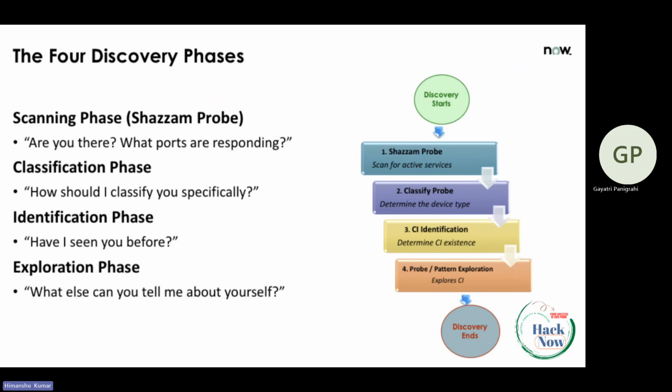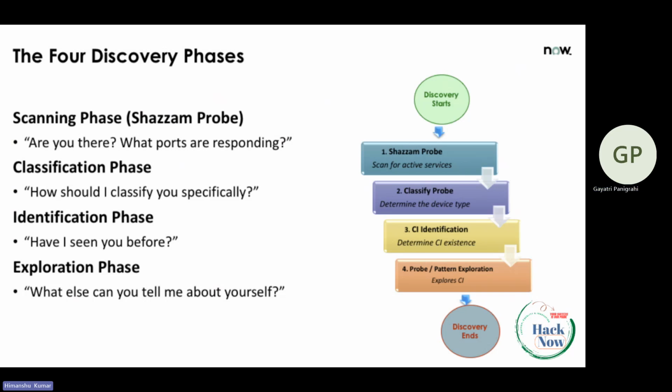Whenever we run the discovery and pass the IP address to scan, that IP will go to the first phase, which we call the Shazzam phase. The Shazzam probe will trigger on the platform and try to scan that IP to get some data. The data is like the running processes or running ports, the active ports on that machine. Ports can be reverted back with that IP, like port 22 and port 135. Port 22 is for Linux, 135 is for Windows.